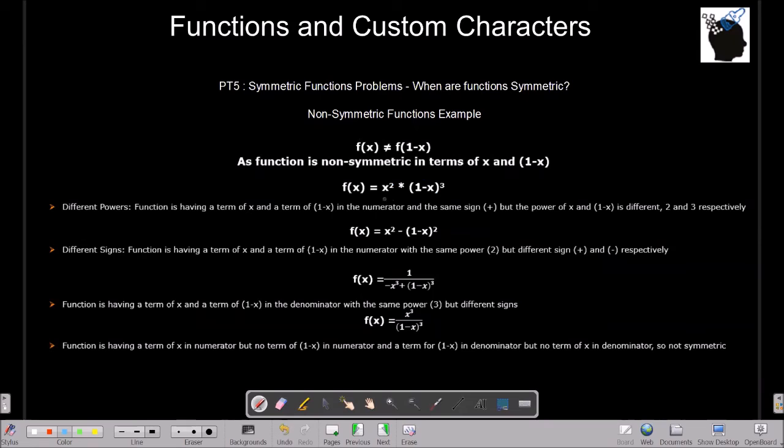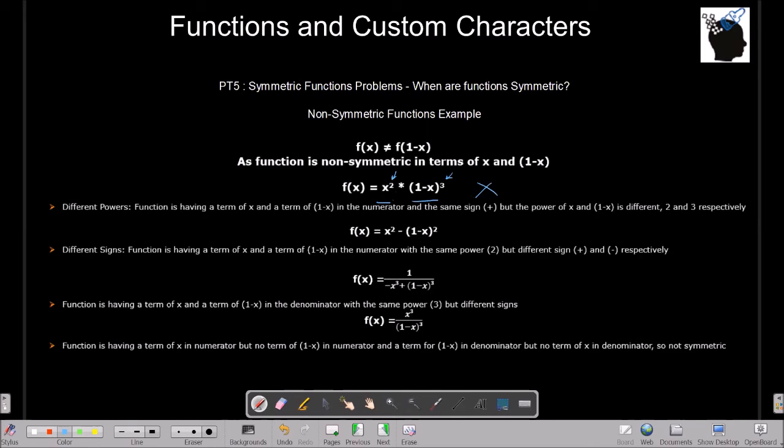So the first one, f of x is equal to x square multiplied by (1 minus x) whole cube. Now I have a term of x and 1 minus x in the numerator with the same sign but different powers. That means this function is not symmetric in terms of x and 1 minus x. So f of x will not be equal to f of 1 minus x.